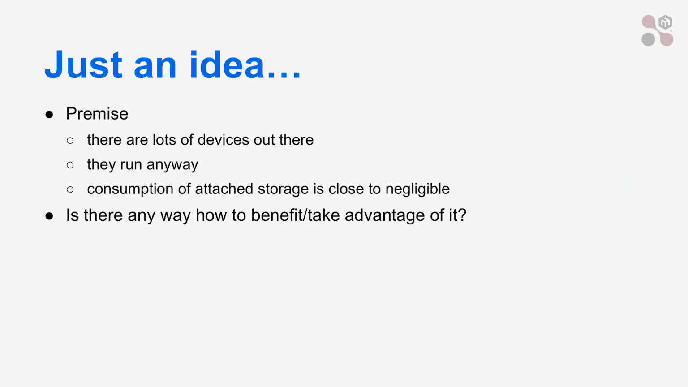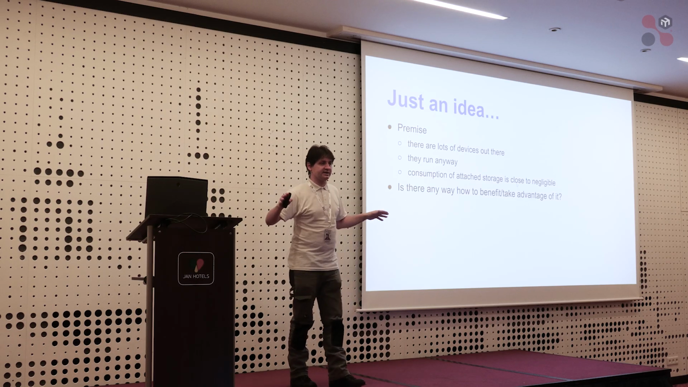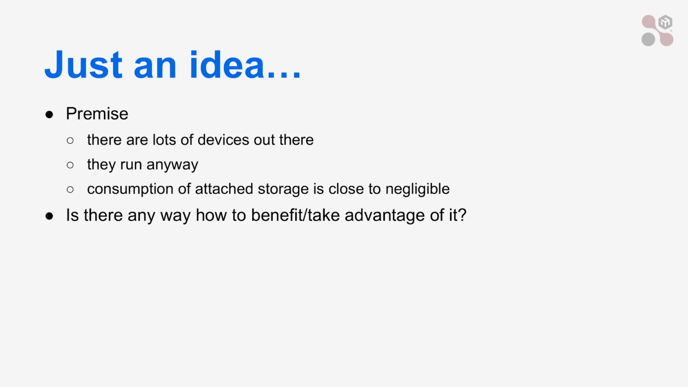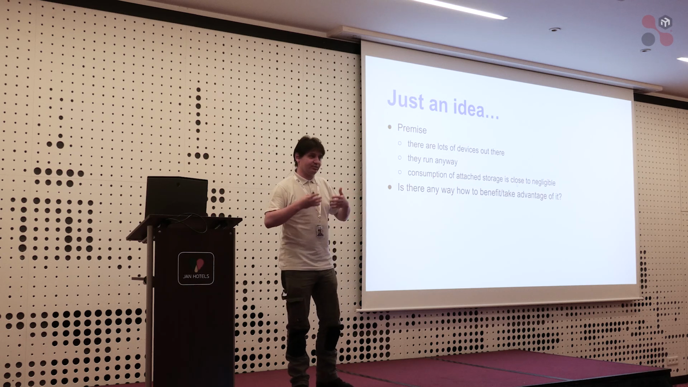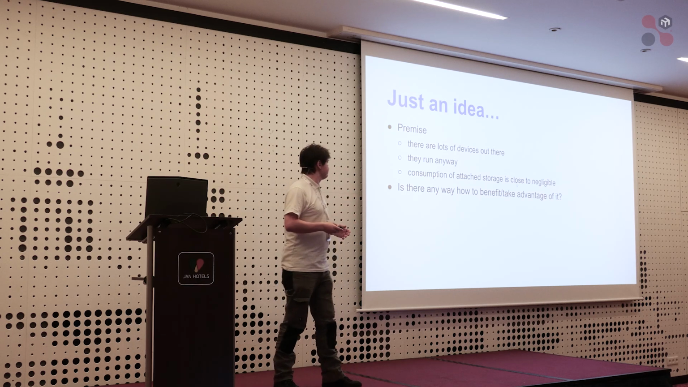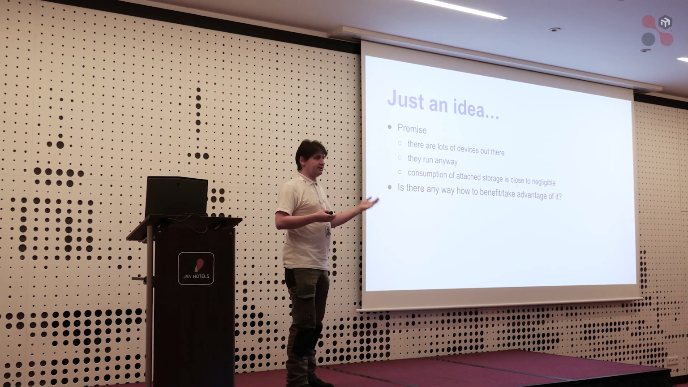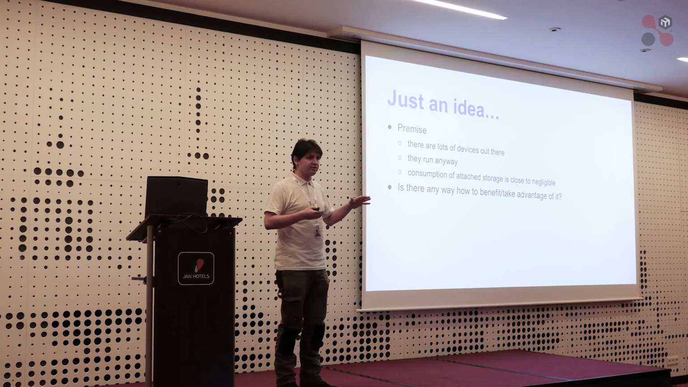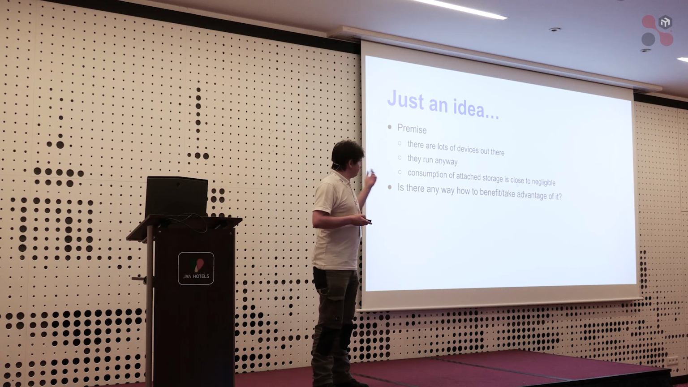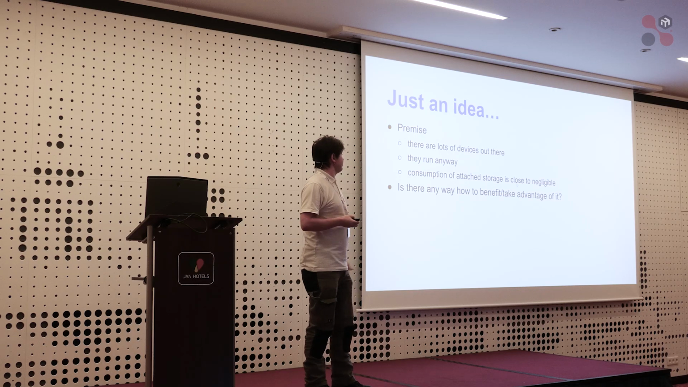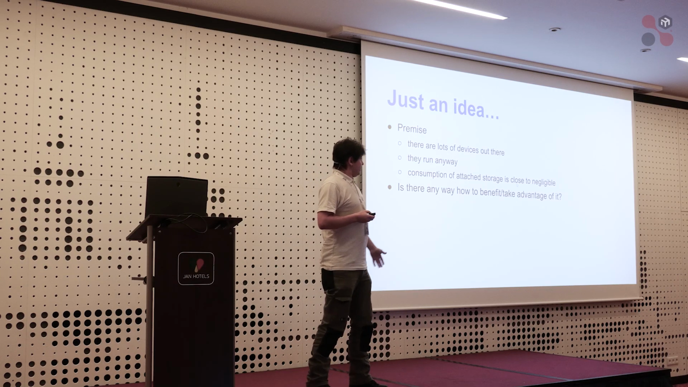So let's take a premise. We've got a lot of devices. We are managing, I don't know, tens, hundreds, thousands of devices, and a lot of them have some kind of storage device. And they run anyway. They run all day through, because they're network devices, we need them to be running 24/7. And another benefit may be consumption, because consumption of some added storage is not much more than the device consumes itself. So let's assume that the consumption is close to negligible. So how can we take advantage of it?